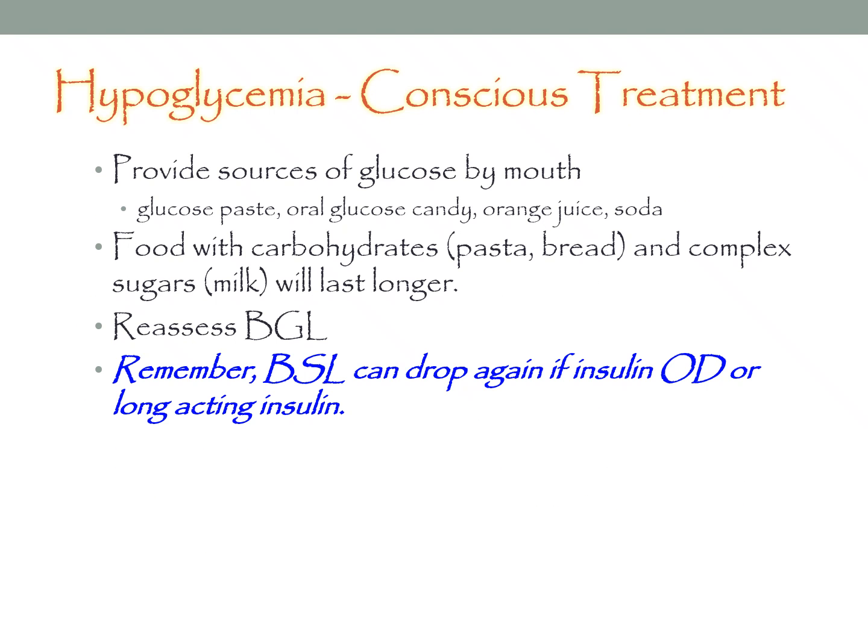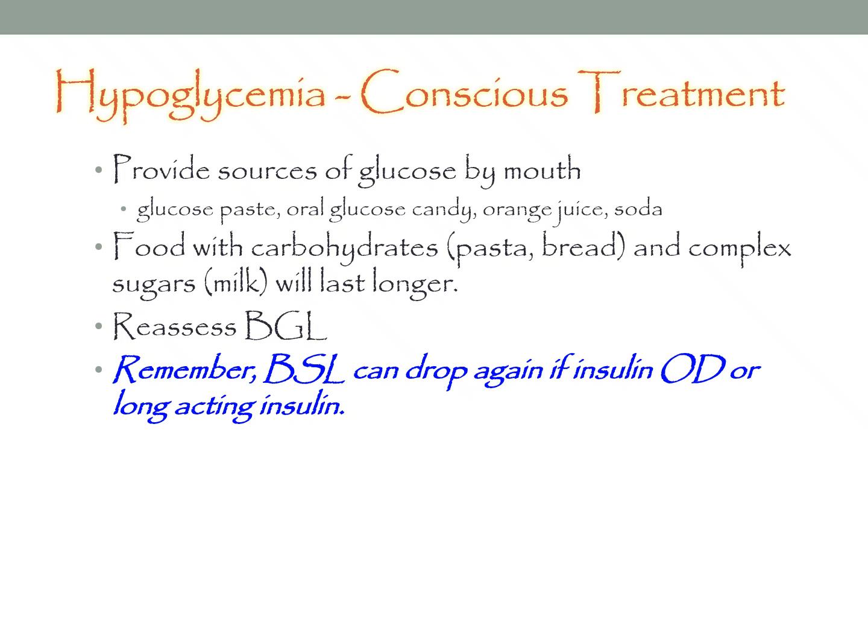So how do we treat the conscious hypoglycemic patient? Well, this is rather easy. We simply just give them sugar by mouth, or sugar PO. And this can be our oral glucose paste, this can be their juice, their candies, whatever they have on hand, right? So we want to give them sugar.